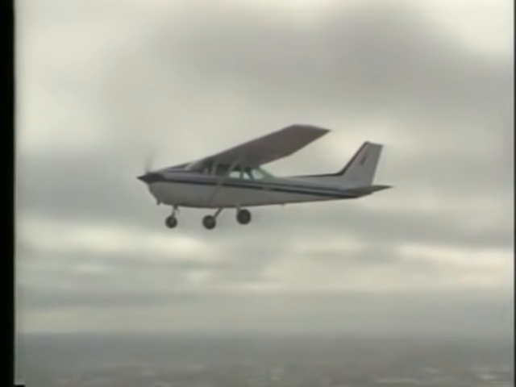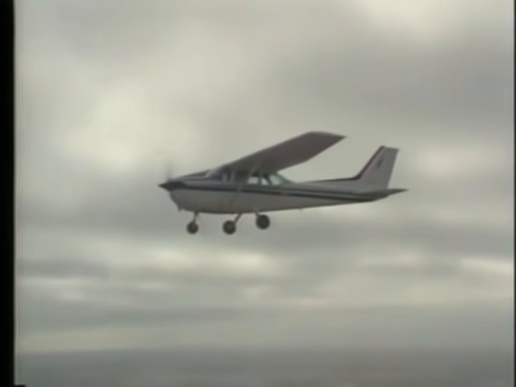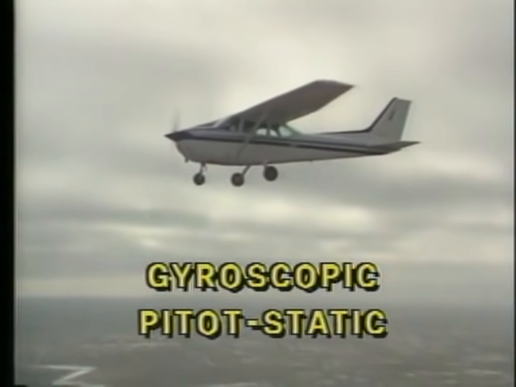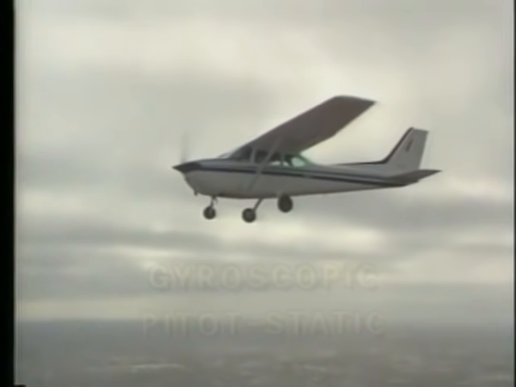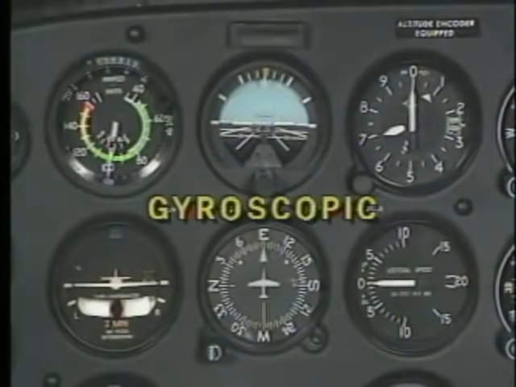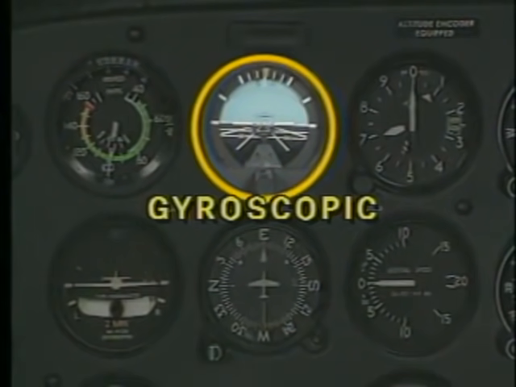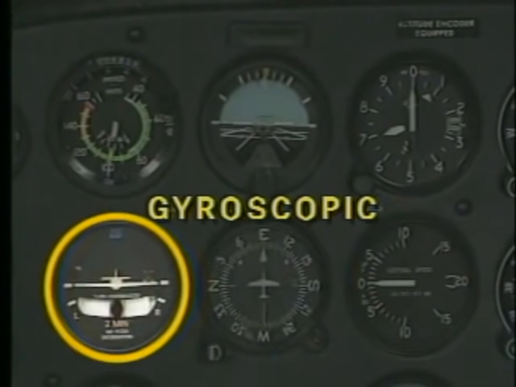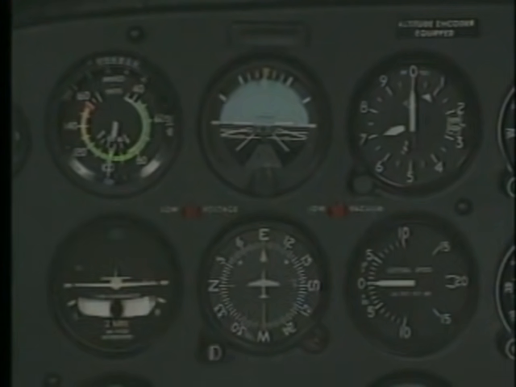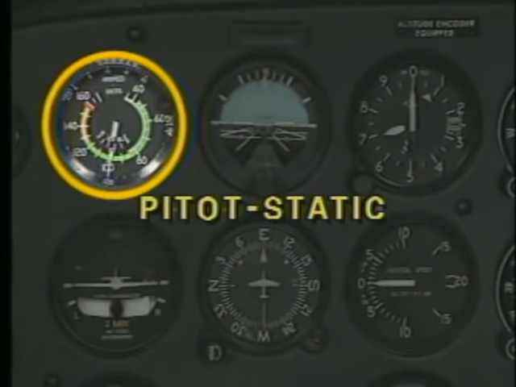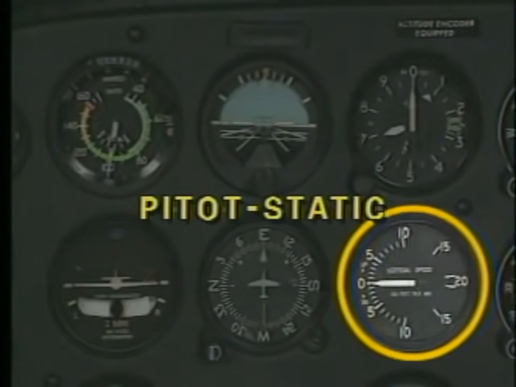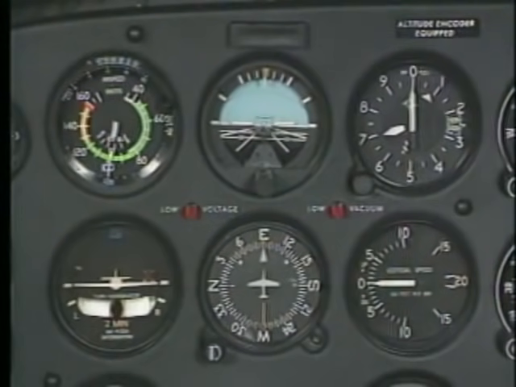You should remember from your private pilot training that the flight instruments are divided into two systems, gyroscopic or pitot-static. The gyro instruments include the attitude indicator, heading indicator, and turn coordinator, while the pitot-static instruments are the airspeed indicator, the altimeter, and the vertical speed indicator. Let's look closely at the gyro instruments.